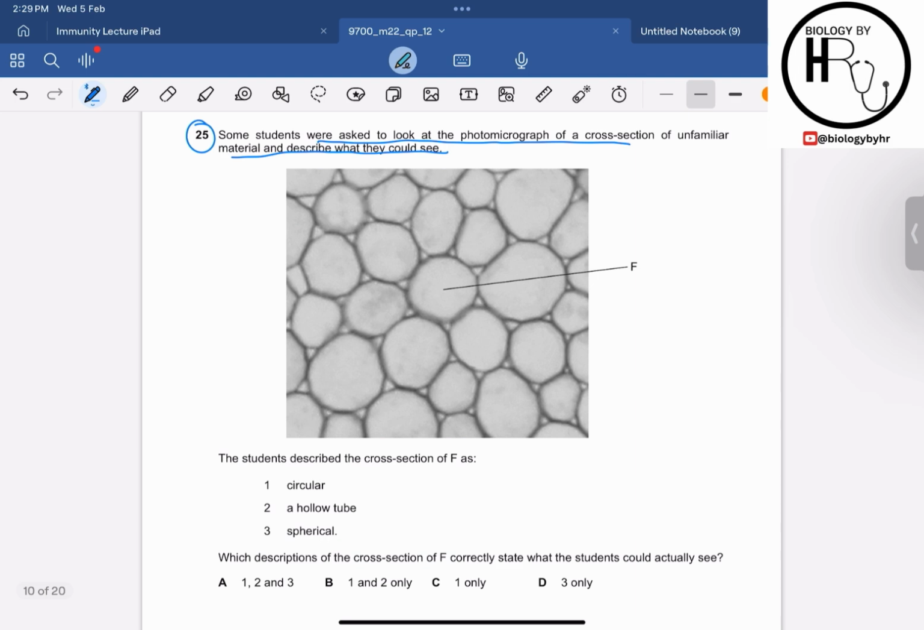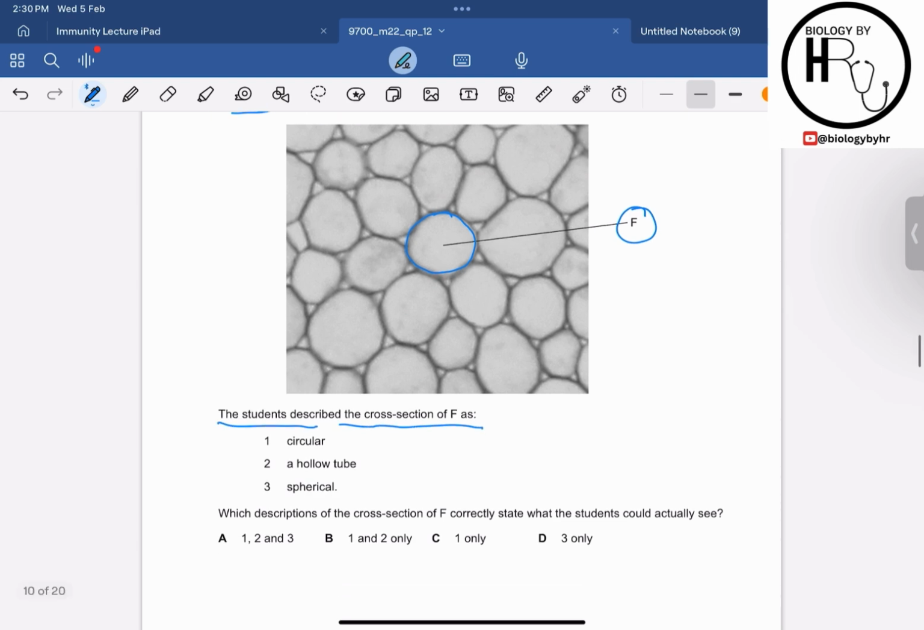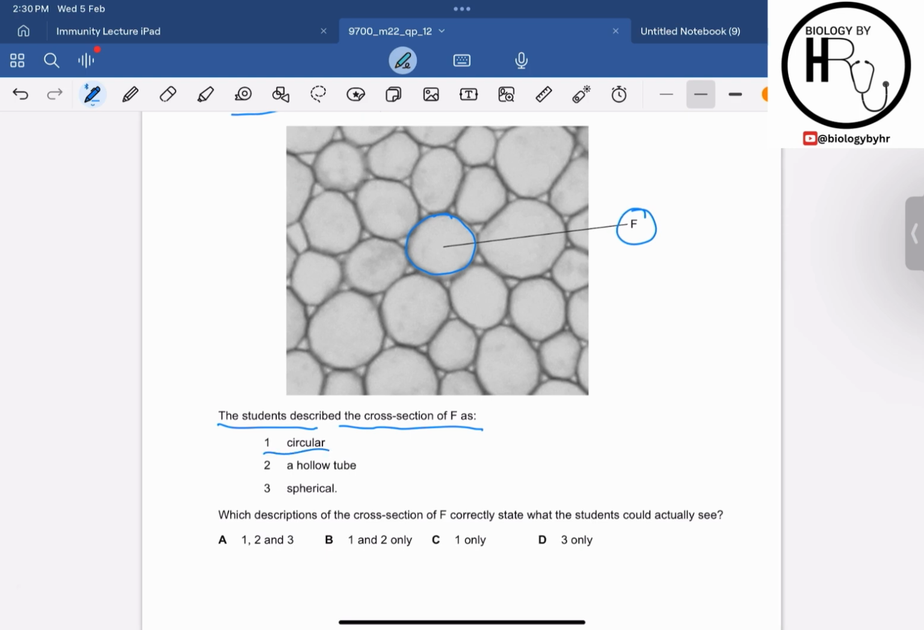Right now in this photomicrograph, you are seeing some circular structures, which they are labeling as F. Then they are saying that the students described the cross section of F as follows: 1 circular, 2 a hollow tube, 3 spherical. Which descriptions of the cross section of F correctly state what the students could actually see?